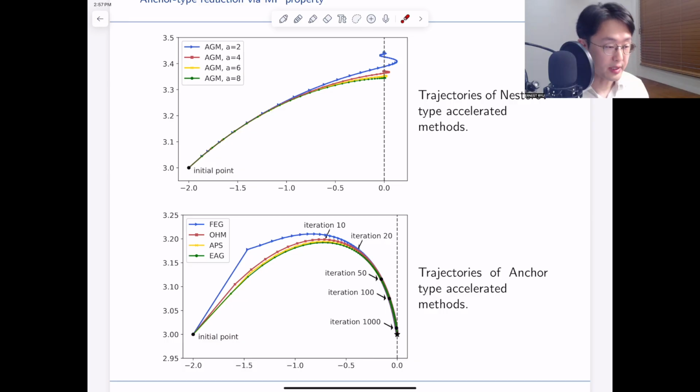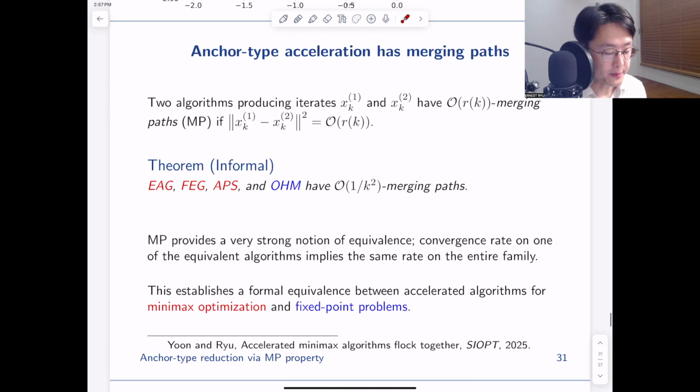So this motivates the definition of merging paths. If we have two algorithms producing two sequences, we say that the algorithms have merging paths if the iterates get close to each other very quickly. And this is a way to make that quantitative. And here is a theorem that we've shown. These four algorithms, EAG, FEG, APS, OHM, all have merging paths with respect to each other.